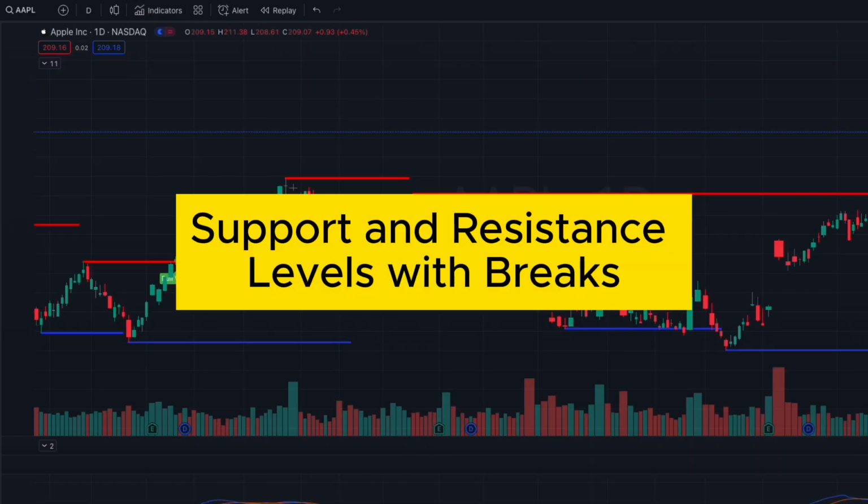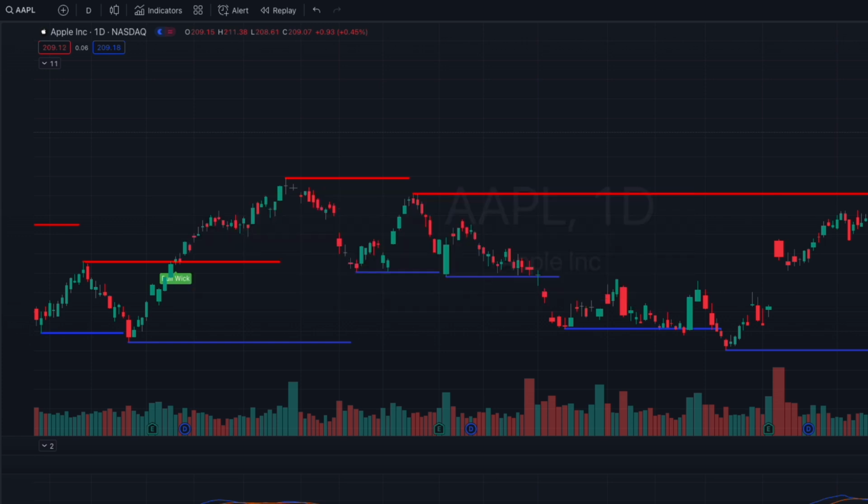Then we have support and resistance levels with breaks, a great indicator for swing trading. It not only plots support and resistance levels but also highlights when these levels are broken, which can signal potential trend changes. This indicator will show lines for support and resistance, and it will mark breaks.